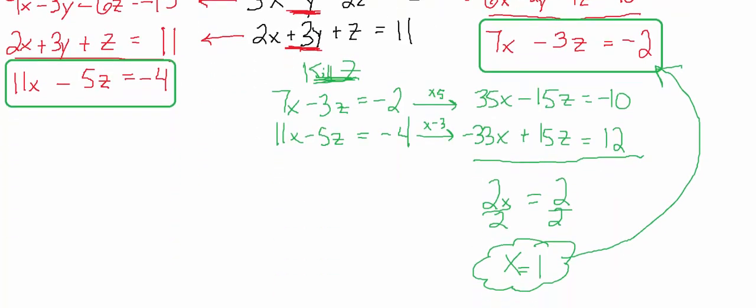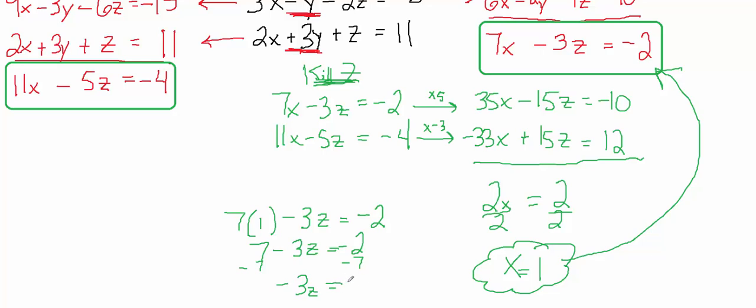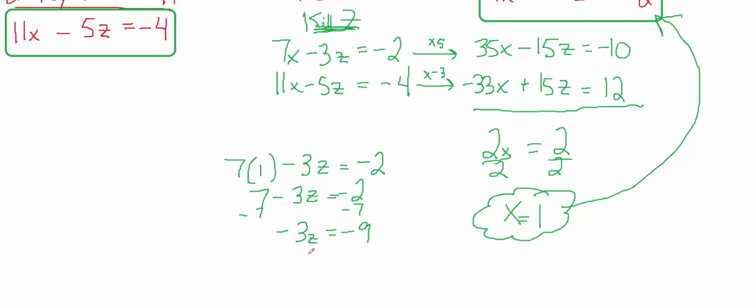So notice when I plug 1 into this, I get 7 times 1 minus 3 times z equals -2. Well, that's 7 minus 3z equals -2. And when I subtract the 7 over, 7 minus 7, I get -3z equals -9. And that means when I divide by -3, I get z equals 3. There's another answer. So now I've got the x answer, now I've got the z answer.